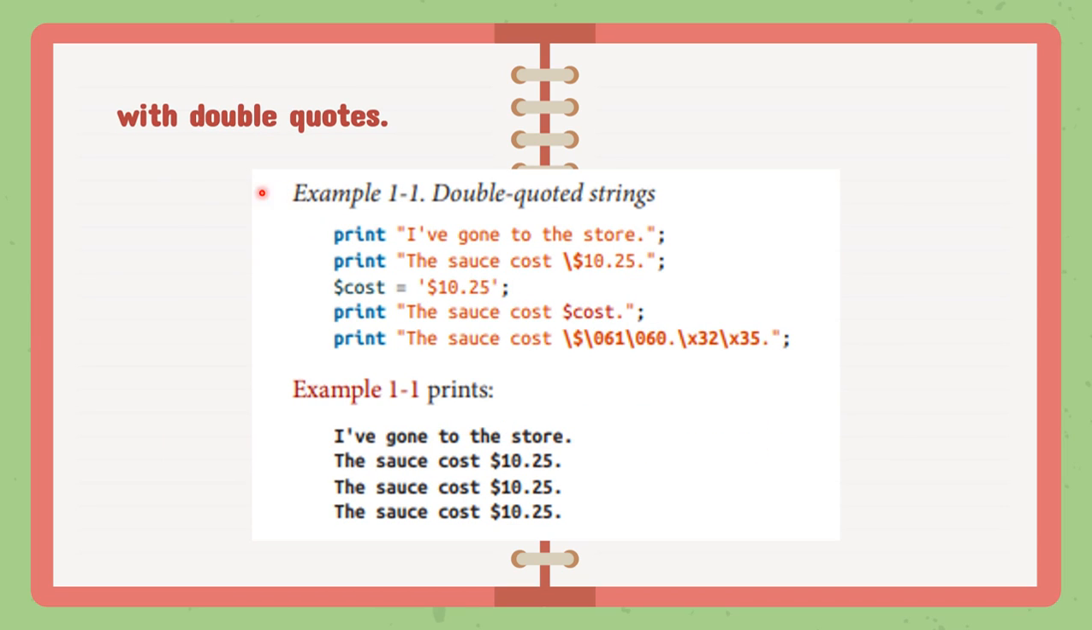Next we have double quotes. With double quotes, as you can see, we can also work with escape characters and we can also work with variables. It shows us their values, as you can see in the output.